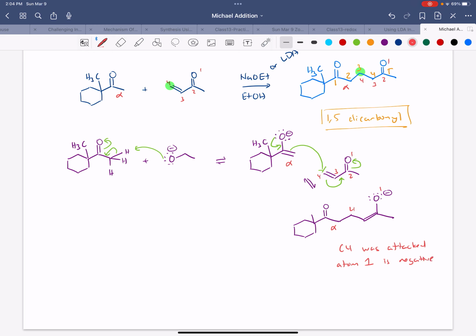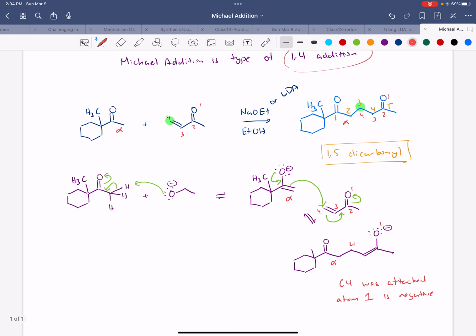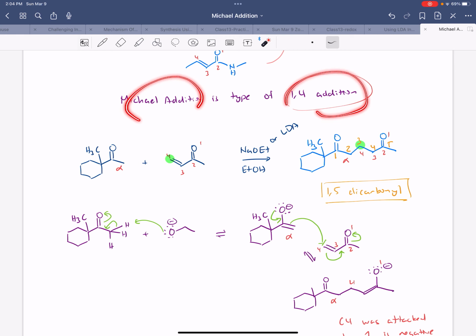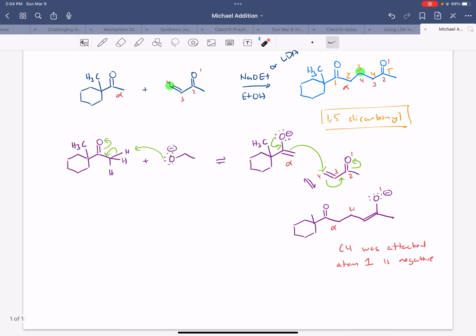This is the reason why we call this a 1,4 addition. And I set that up here, right? The Michael is considered a 1,4. Either you think of this as later protonated, but in my mechanism it's not protonated, or you think of it as: 4 got the nucleophile, 1 got the charge. Either way, we call this 1,4 addition.